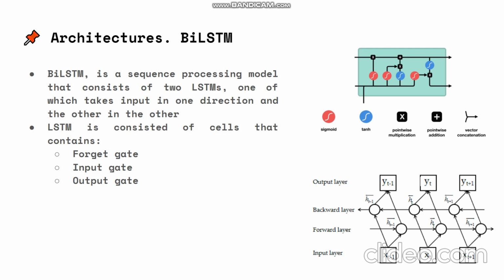So the BiLSTM is an upgrade of the common LSTM. It is a sequence processing model that consists of two LSTMs, one of which takes input in one direction and the other in the other direction. So that helps us to work with textual data, so we can look not only in the forward way but in the backward way too.